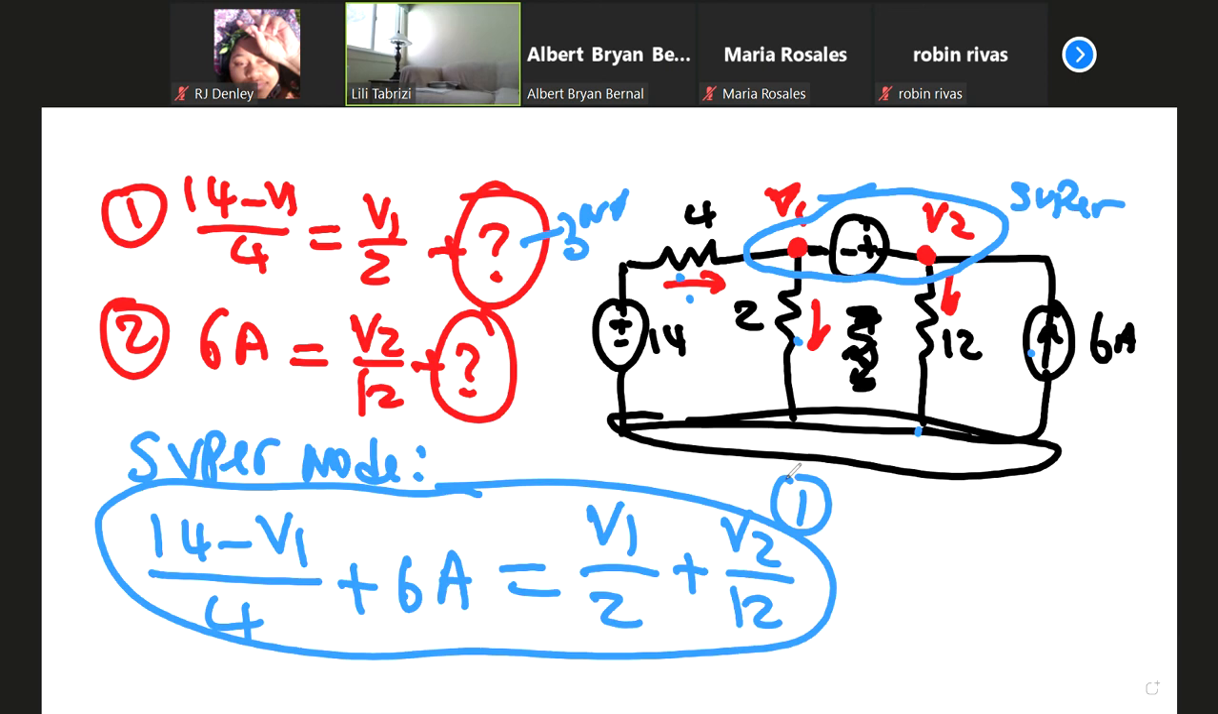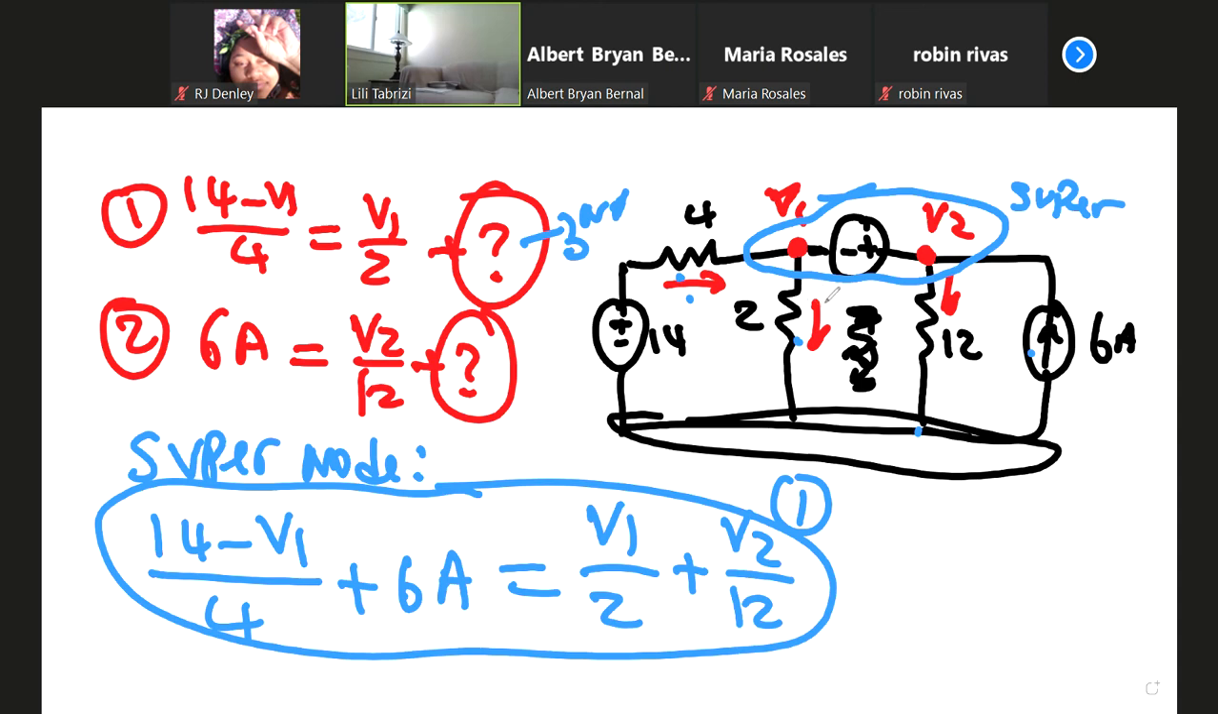But I end up with current entering, leaving, and entering. I have one equation, 2 unknowns, V1 and V2, because I have 2 essential nodes and they're not the same. How do I get my third equation? I mean, second equation. You have to get it from the bypass element.